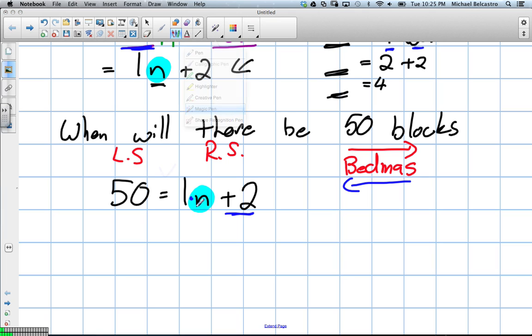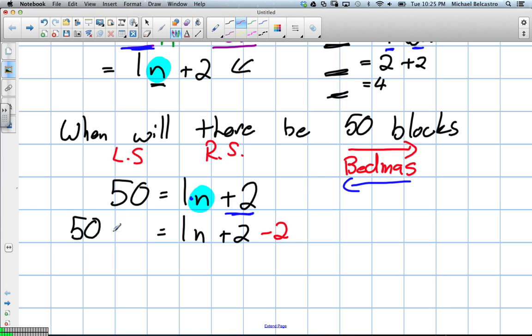So the goal is to get n all by itself. So I want to eliminate this positive 2. What would make positive 2 0? What number? 2. Subtract 2. So my next line, I need to subtract 2. So on my right side, I'm going to have 1n plus 2 minus 2. But whatever I do to the right side, I have to do the exact same to the left side. So I have 50 minus 2. So notice I did it to both sides. This is important. And then we simplify.